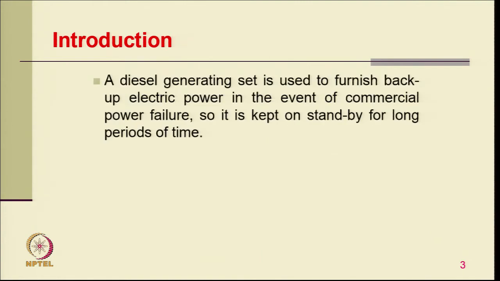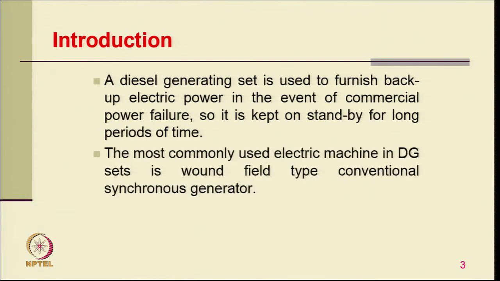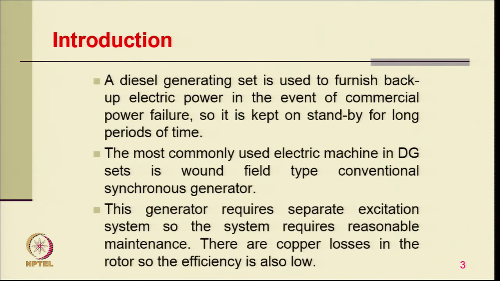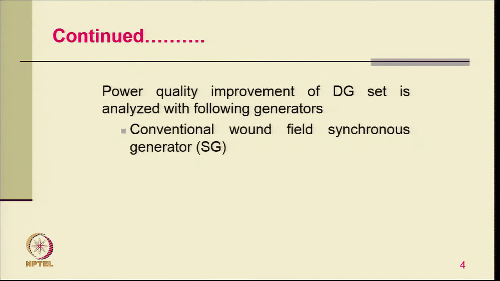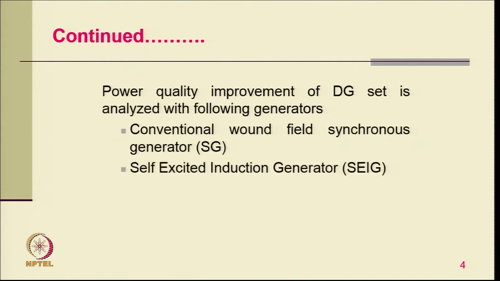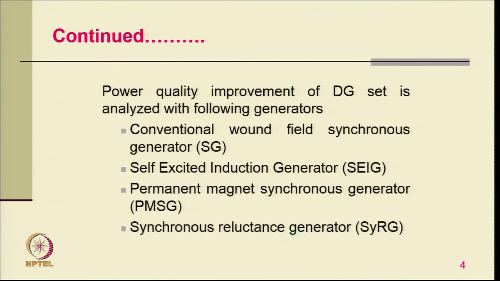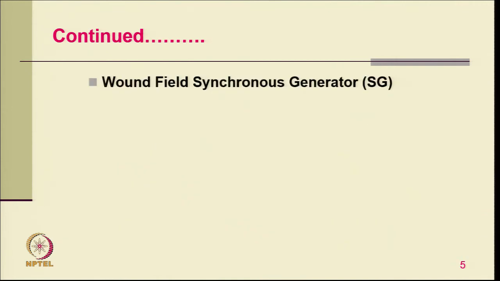So, coming to the introduction, a diesel generating set is used to furnish backup electric power in the event of commercial power failure. So, it is kept on standby for long periods of time, and the most commonly used electrical machine in DG sets is the wound field type conventional synchronous generator. This generator requires separate excitation. So, the system requires reasonable maintenance, and there are copper losses in the rotor. So, the efficiency is also low, and power quality improvement of DG set is generalized with these following generators: conventional wound field synchronous generator, then self excited induction generator, permanent magnet synchronous generator, and synchronous reluctance generator.